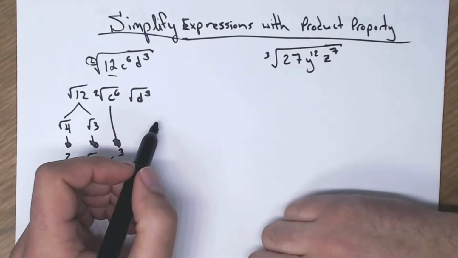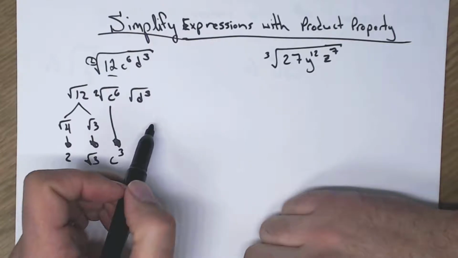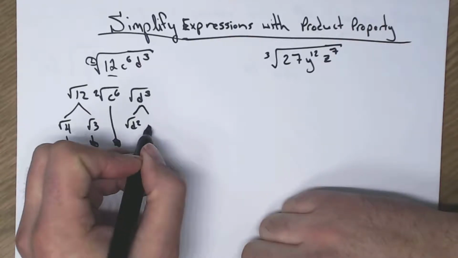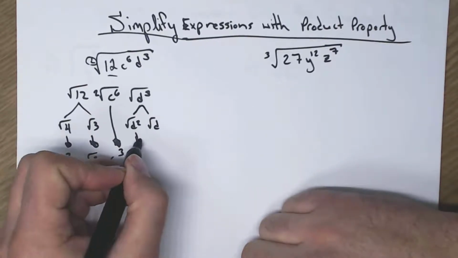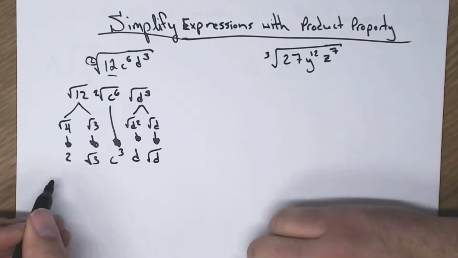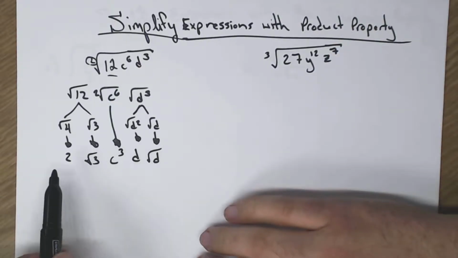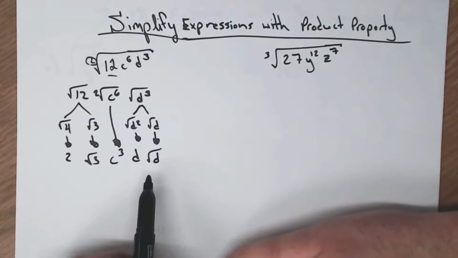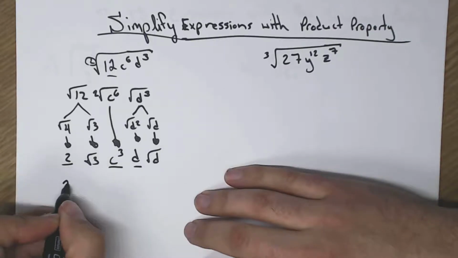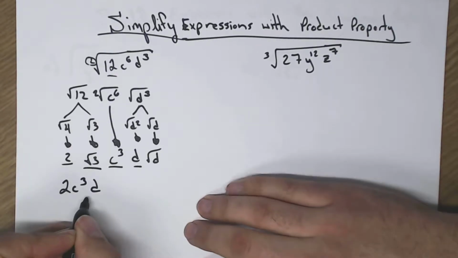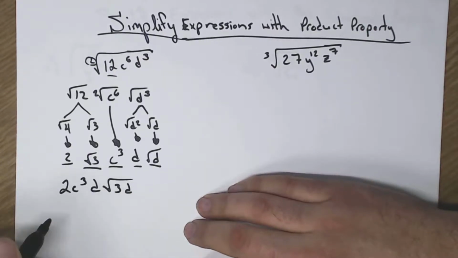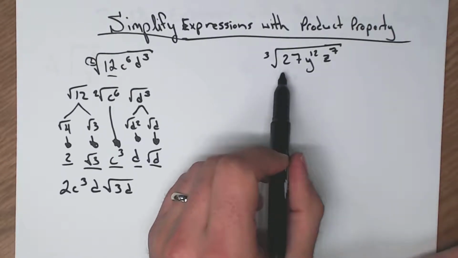D cubed, I'm going to do that the same way. I have a d squared in it and then a regular d. So I end up with the square root of d squared, and the square root of d. D squared gets me a regular d, and the square root of d comes down. Now I'm going to put together everything in the order of no square root, and then everything with a square root down by themselves. So 2c cubed d, and the square root of 3 and square root of d. I'm going to put all together and back underneath that square root.